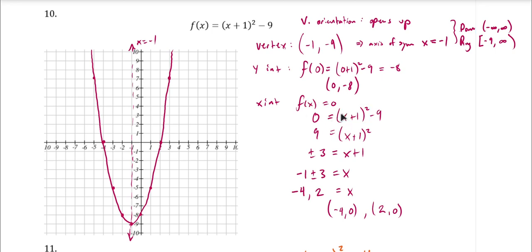What is our x-intercept? Well, we need to solve this, set equal to 0, bringing over our 9, taking the square root, plus and minus, and then minusing 1 over here. We get minus 1 minus 3, which is minus 4, and minus 1 plus 3, which is 2. That's going to give us our 2 points. And let's look at how that relates to our graph.